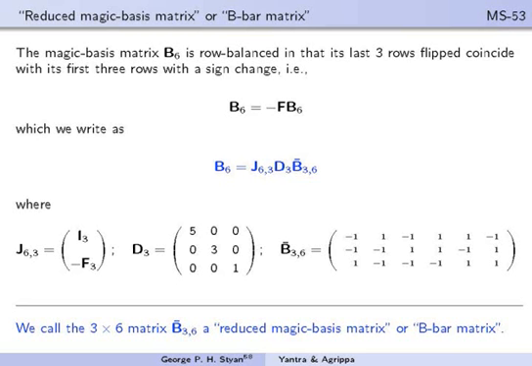And we're going to write that as J6,3, meaning the 6 by 3 matrix that you see there with the identity on top of minus the flip matrix. D3 is the 3 by 3 diagonal matrix with elements 5, 3, 1. And the B bar matrix, as you see there, is 3 by 6. We'll also call this reduced magic basis matrix the B bar matrix.